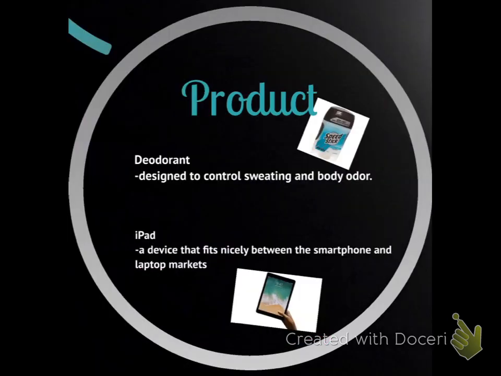The next P is product. Well, this is actually probably the most important P. Well, I won't say that. There is another more important P. But product is a very important P. So here we have 2 types of products. We have our deodorant and we have our tablet. This is a specific deodorant, a Speed Stick, and then this is an iPad.